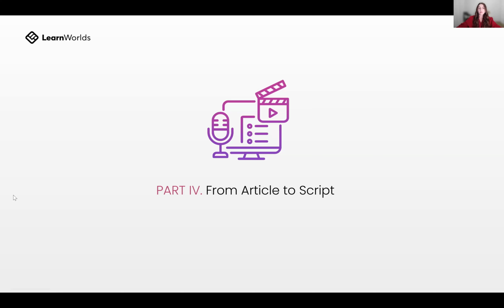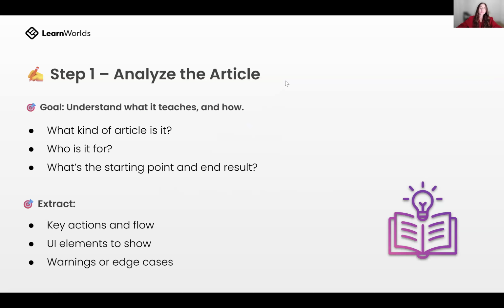All right, so the next step over here, part four, we went from article to script. So how did we do that? The first thing was to analyze the article itself, right? So the goal is to understand what is this article about and how does it transfer that information? What kind of article is it? Who is it for? Is it for someone that is at the top of the funnel? Is it for someone who is a little bit more of an advanced user? What is the starting point? What is the end result over here?